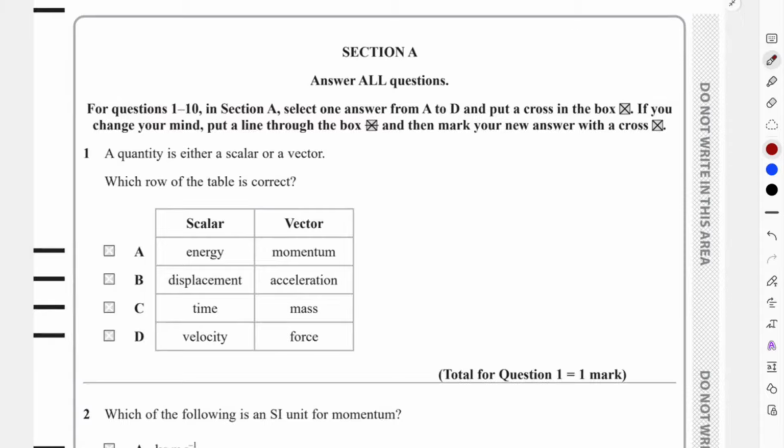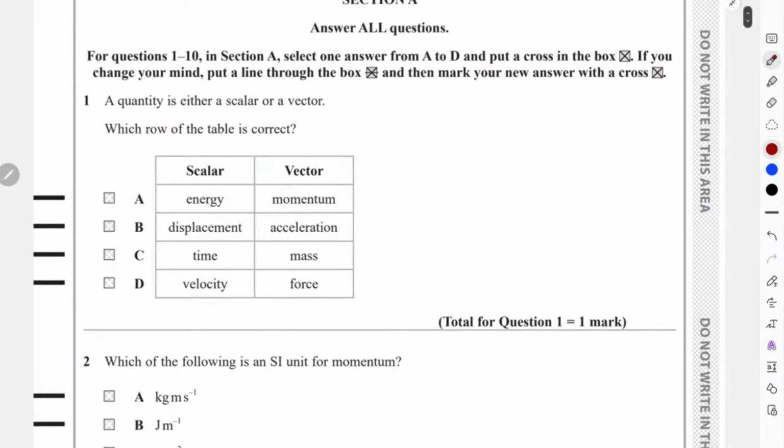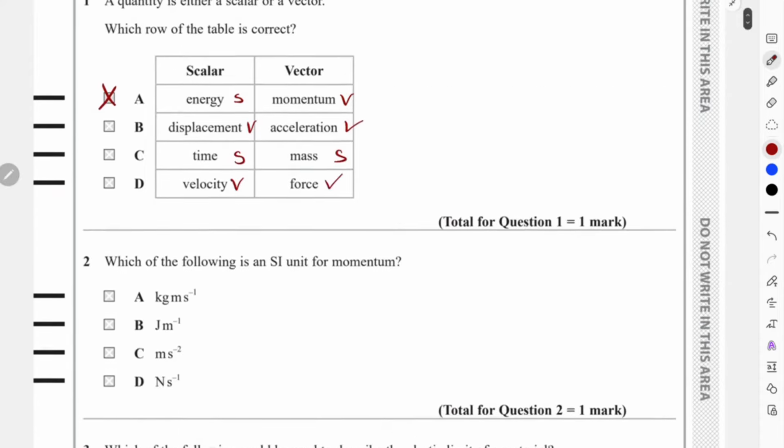Question 1. It says that a quantity is either a scalar or a vector. Which row of the table is correct? This is quite easy to understand. We have to choose a row which contains one scalar and one vector. So this is a scalar, this is a vector, so option A is the correct answer. For all the other cases, both are vector or both are scalar or again both are vector, right? So only option A is your correct answer.